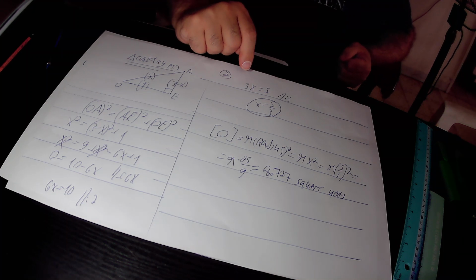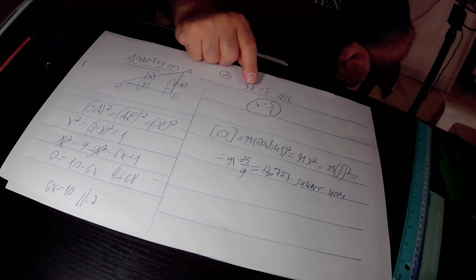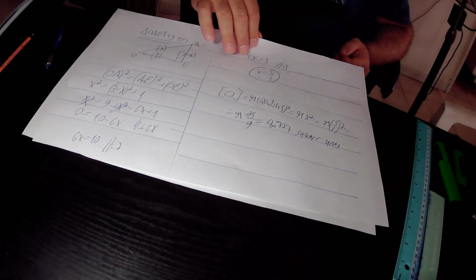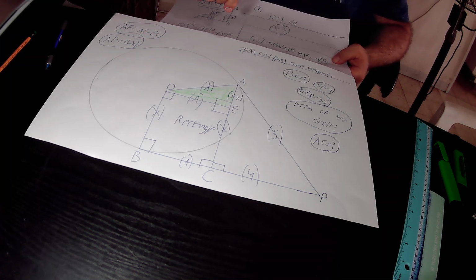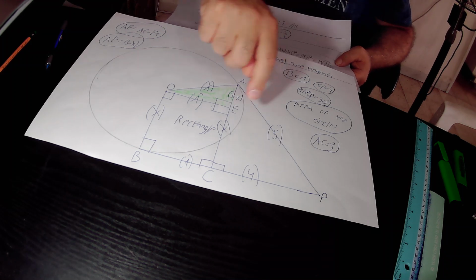We divided this equation by 3 and finally found out that x equals 5 over 3 units in its length. So we found out that the radius x of this circle is equal to 5 over 3 units. Our mission is to find out the area of this circle.